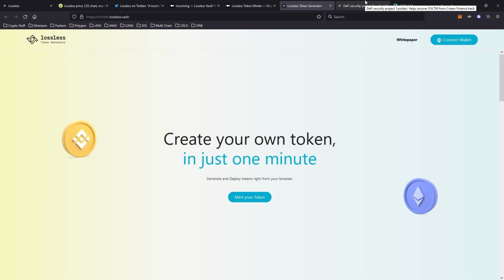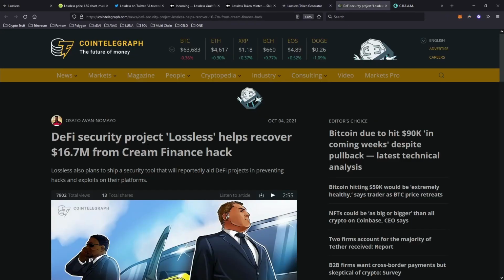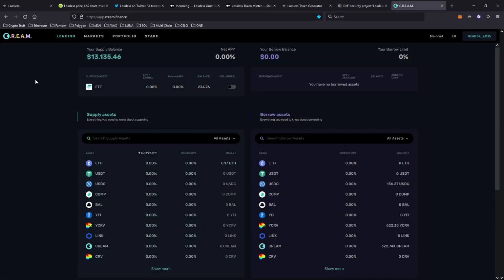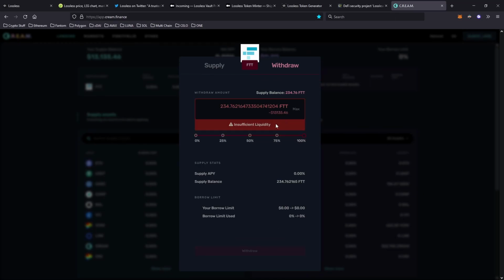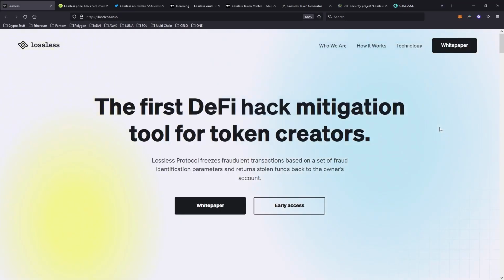If you don't remember, a couple of months ago, Lossless helped Cream Finance recover $16.7 million back to their vaults. And yeah, that's a different hack. This last one, where they took everything, a good few $100 million from the ETH network, that's still gone. And yep, my FTT tokens are still technically here, but if I go to withdraw them, oh look, there's no liquidity. And yeah, that is Lossless.